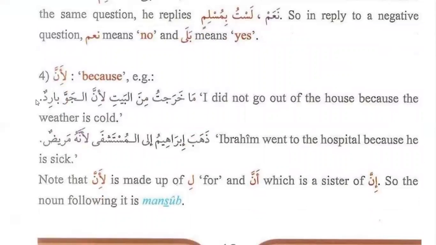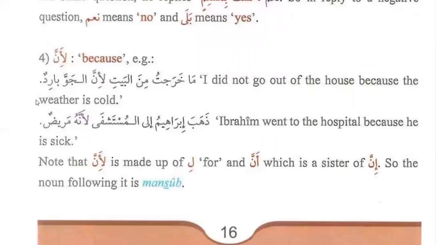Number 4 point. Li'anna, because. Ma kharajtu min al-bayt li'anna al-jawwa baridun. Li'anna makes the word mansub, jawwa. Jawwa baridun. I did not go out of the house because the weather is cold. Zahaba Ibrahim ila al-mustashfa li'annahu marid. Ibrahim went to the hospital because he is sick.